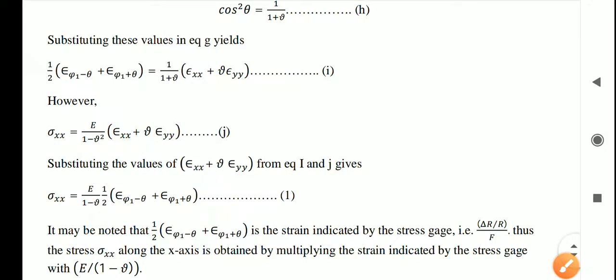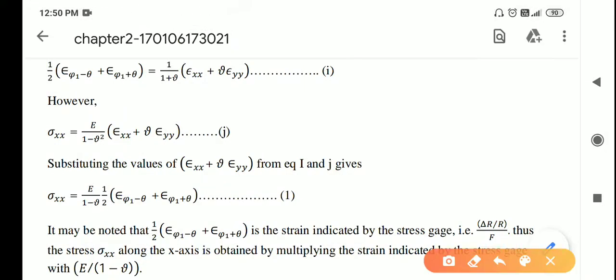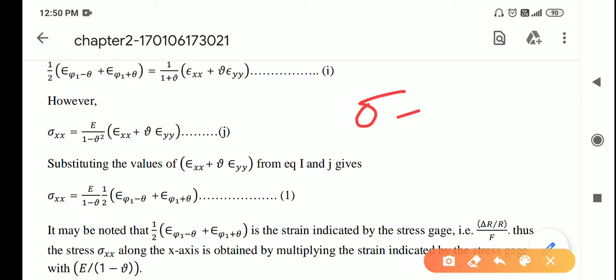Now you know this general equation, sigma is epsilon into E, that is strain into Young's modulus. You are substituting the Young's modulus in here, and you can see sigma xx is equal to E by 1 minus nu square into epsilon xx plus nu into epsilon y. This is the general basic equation. Now you are going to substitute the value of epsilon xx plus nu epsilon y from the above equation, that is the I equation. So what does the J equation become?